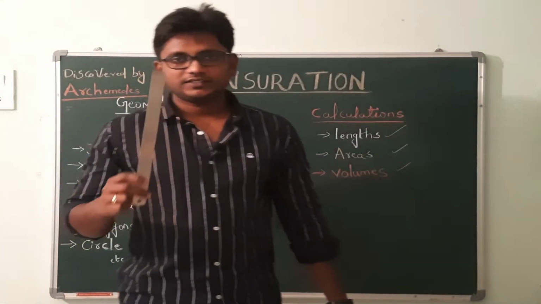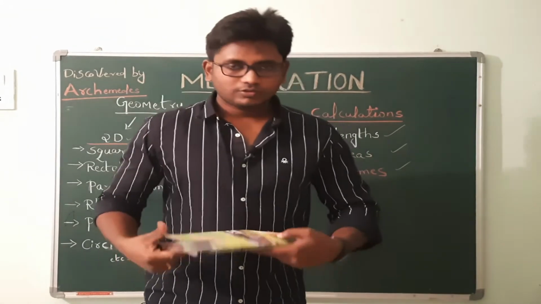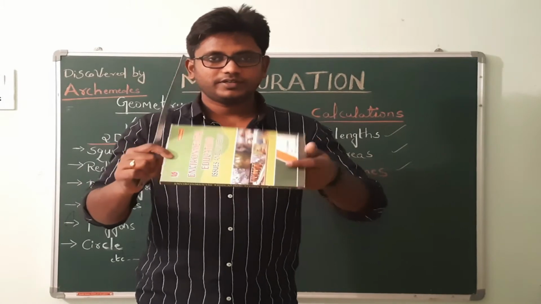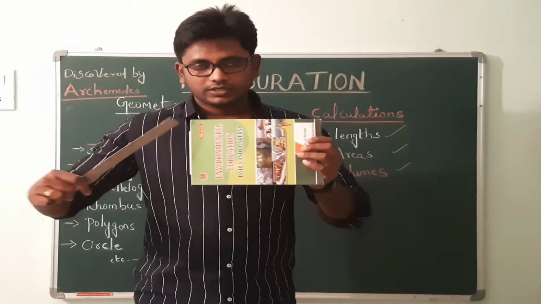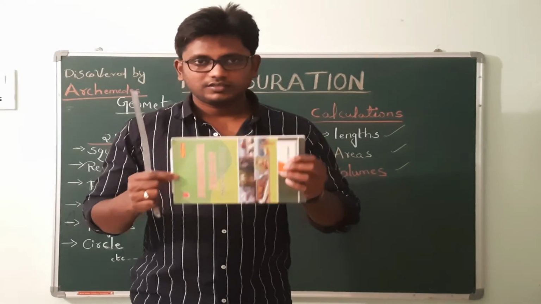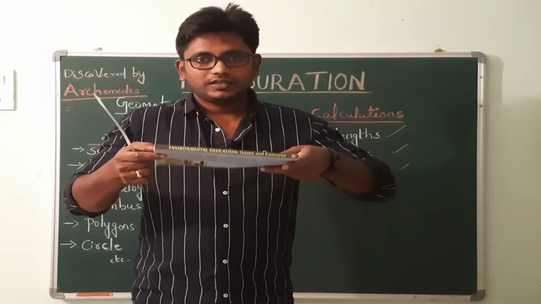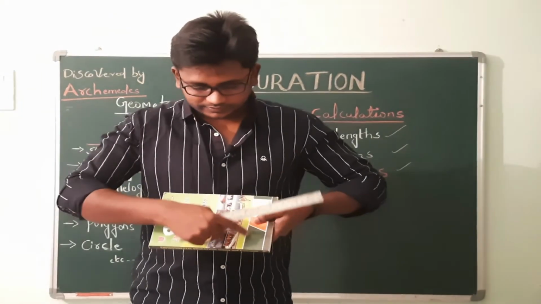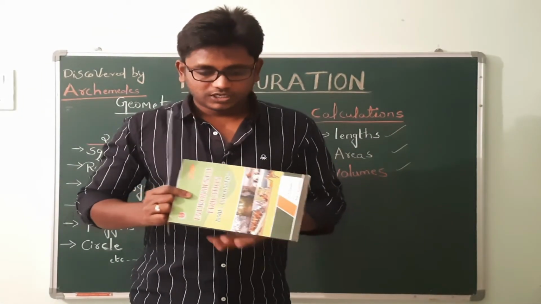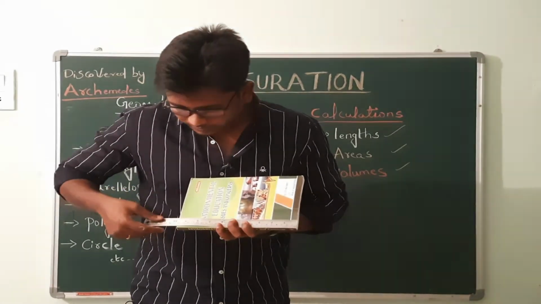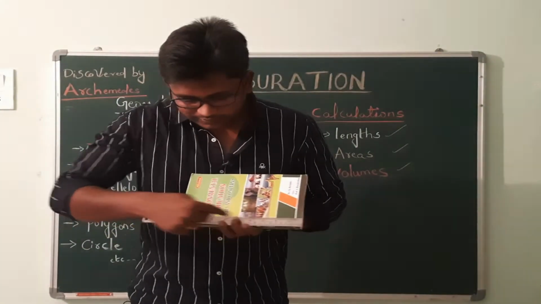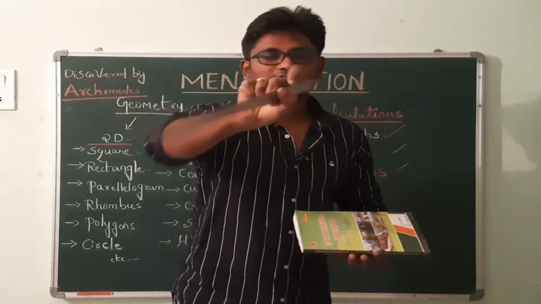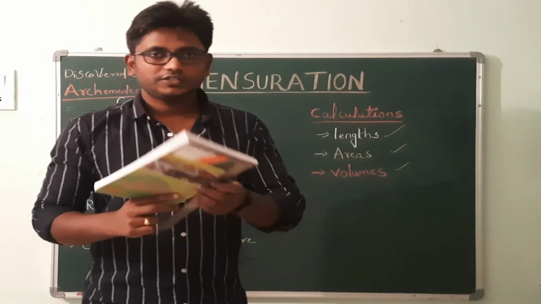For example, take this ruler, the scale. Now I want to calculate, look at this book. What is the shape? It's a rectangle in your front view. Generally, it is in the shape of a cuboid. Now for example, take this front view. Now I'm going to calculate this. What is the length? It is 24 centimeters.